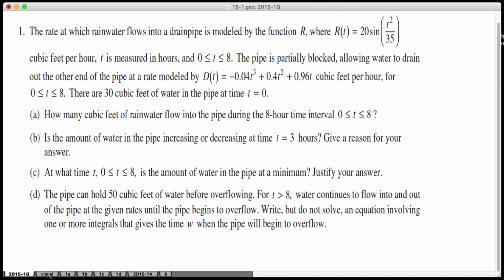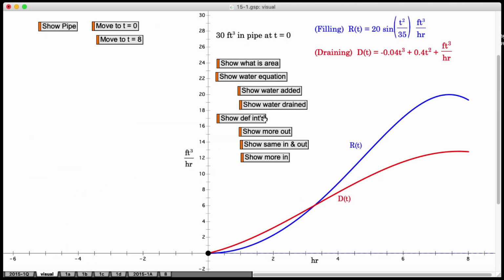Okay, so that's what I've done. I want to give you a visual here. I put these two functions in and graphed them. R(t) is the blue curve, that's the amount of rainwater coming into the pipe. And D(t), the red function, is the amount of rainwater being drained out.